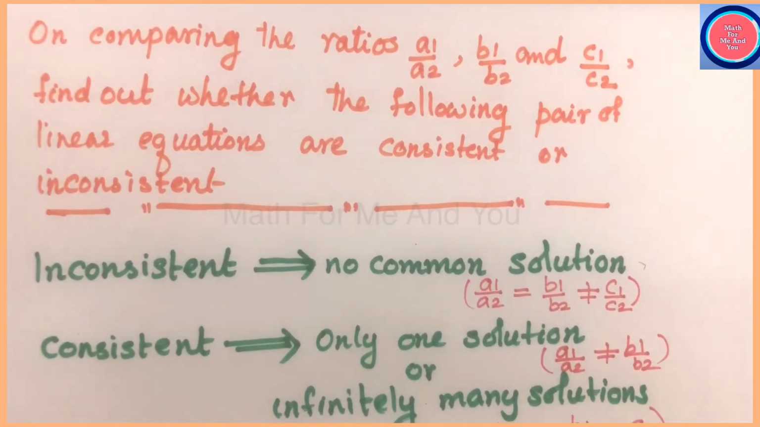In this video we are discussing consistent or inconsistent equations. The question is, by comparing the ratios a1 by a2, b1 by b2 and c1 by c2, find out whether the following pair of linear equations are consistent or inconsistent.